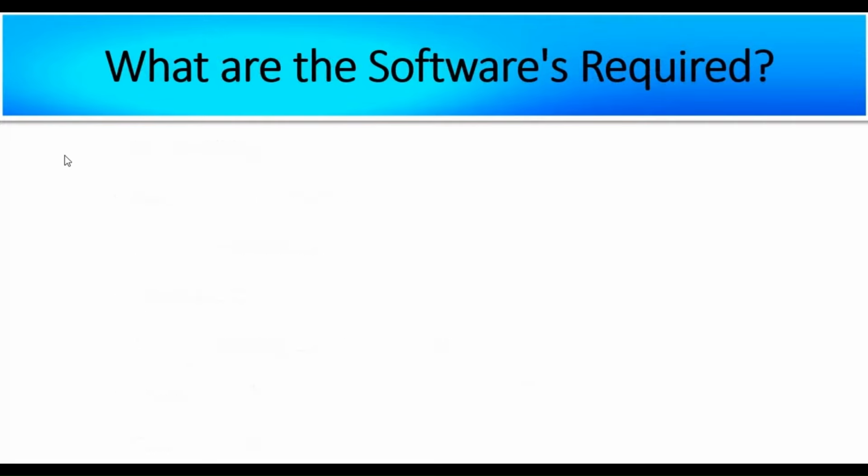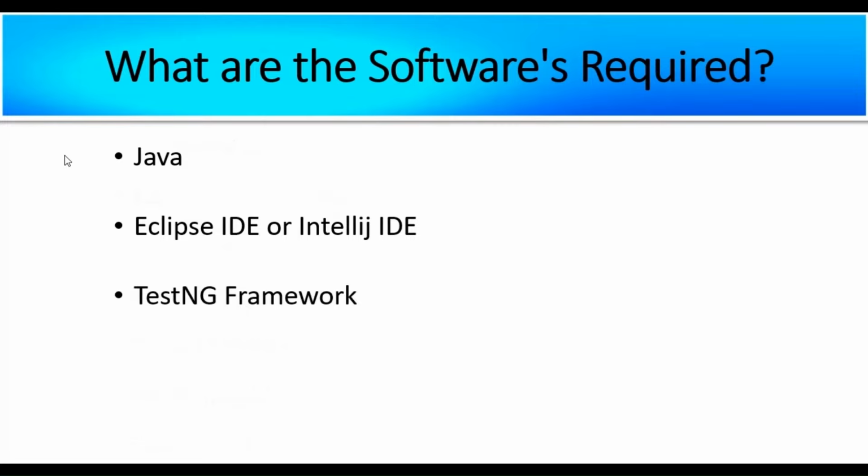We will discuss what are the software required for the Rest Assured API testing full course. The first one is Java. You need to install Java on your machine, and next one is Eclipse IDE or IntelliJ. This is where we will write the automation test script by using Java. And third one is we will use the TestNG framework. Then fourth one is we will use Maven as the automation build tool. Then finally we will use Jenkins to run all our automation scripts.